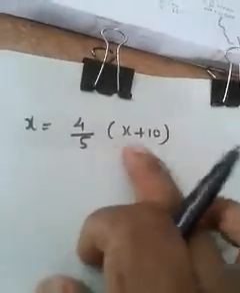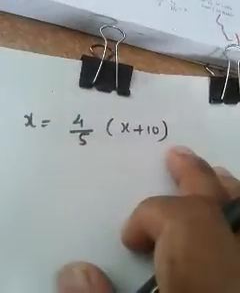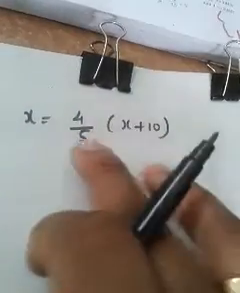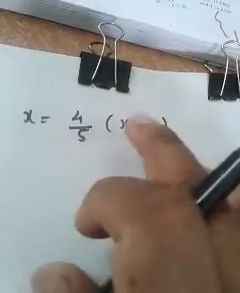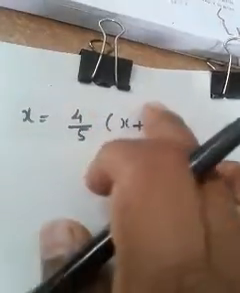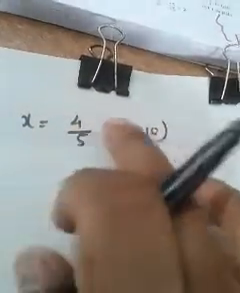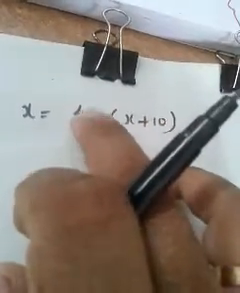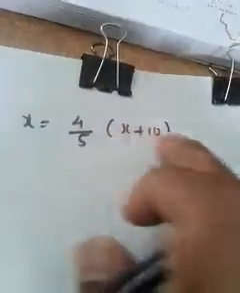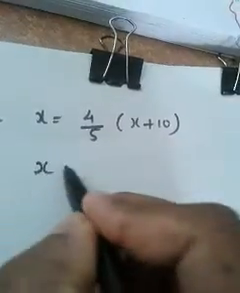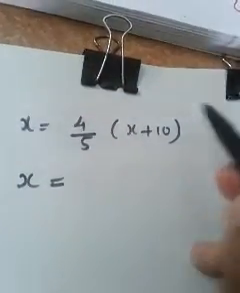Since there is a bracket, we are supposed to avoid the bracket. How can we avoid the bracket? 4/5 is common for x and 10. That's why the bracket came, because 4/5 is common for x and 10. So we are supposed to take this term inside, multiplying with each term. That is the first step we are supposed to follow if there is any bracket.